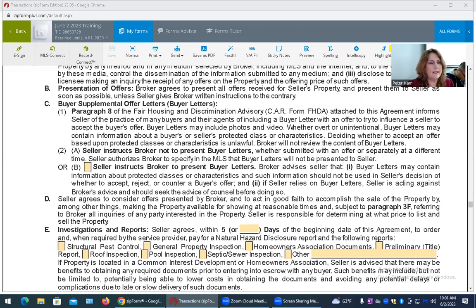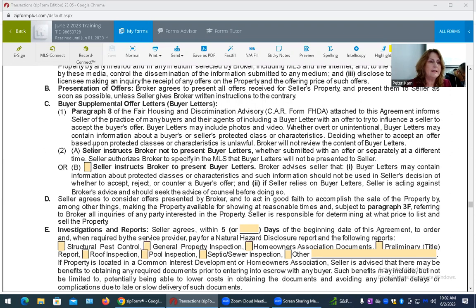So if you look at A and B, the seller instructs the broker not to present buyer letters, whether submitted with an offer or separately at a different time. Furthermore, the seller is authorizing the broker to specify, probably in the agent remarks of the MLS, that buyer letters will not be presented. And why is that? Because they don't want to have any appearance of bias or anything like that, or due to protected class.